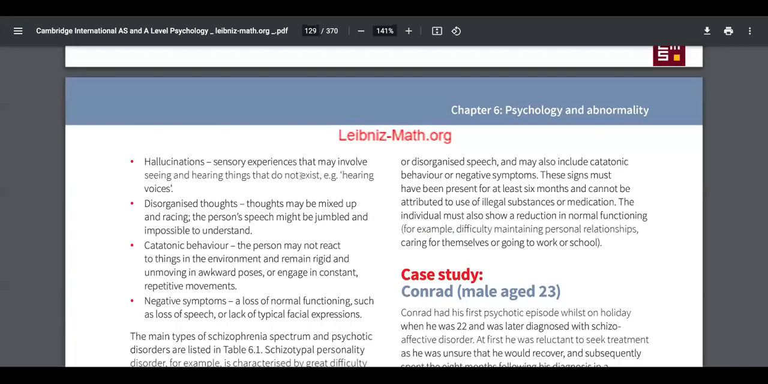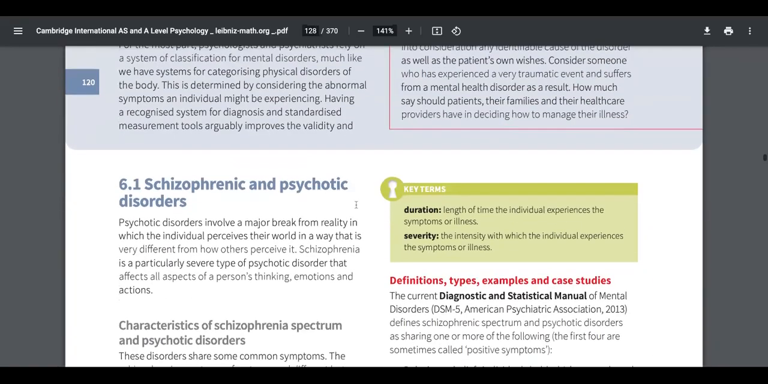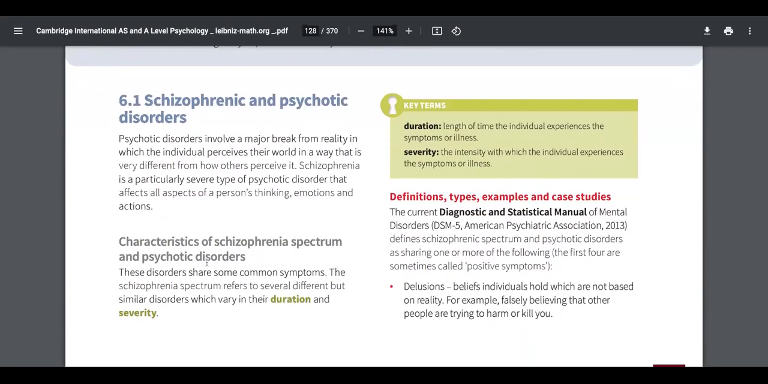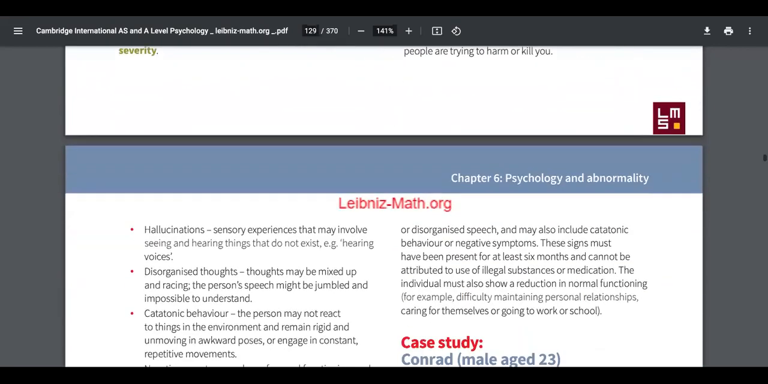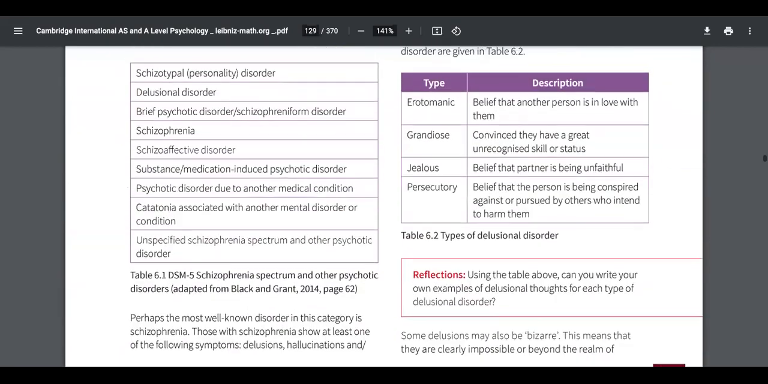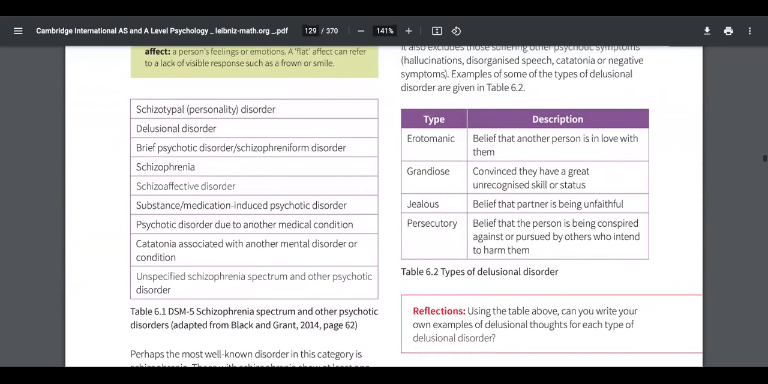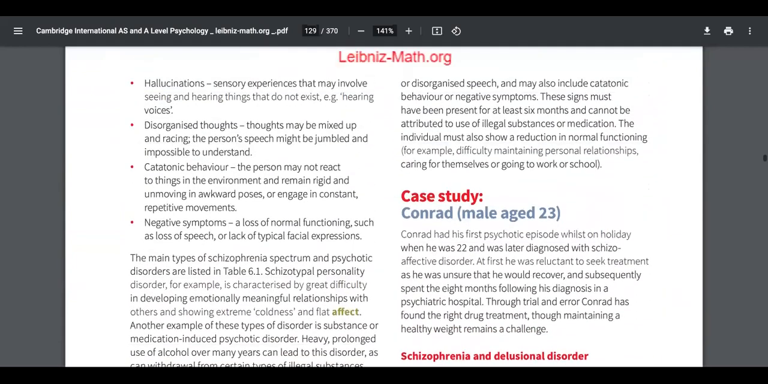Okay, perfect. So right now we just covered characteristics, and then we looked at the definition types, and once we discussed the symptoms, we also discussed the different types. So now we're just going to look at the case study. This case study is for a male aged 23 named Conrad. Basically, they're going to be talking about how Conrad was having psychotic episodes and his treatment procedure.